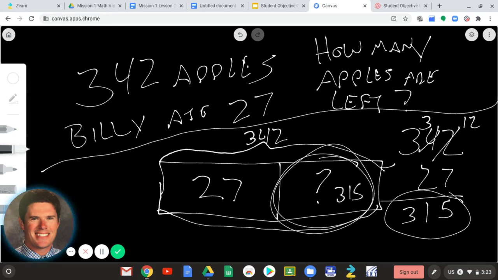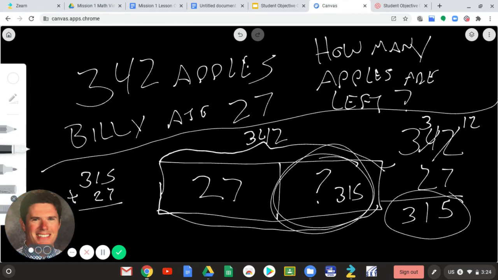And how can I check my work? I can check my work by, if I add these two together, I should end up with 342. So if I take my two pieces, 315 plus 27, 5 plus 7 is 12, carry the 1. 1 plus 2 is 3, plus 1 is 4. And then 3 plus nothing is 3, 342. That's how I know I did that correctly.